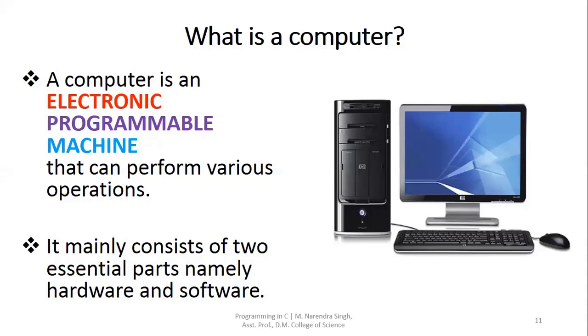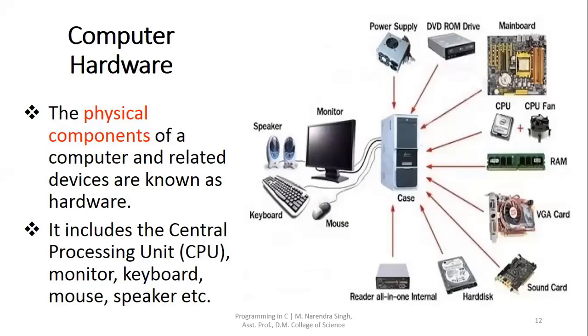A computer consists mainly of 2 parts. The first part is hardware and the second part is software. What are these? Let's see in the next slide. Computer hardware are those physical components of a computer. Whatever we can touch and feel. For example, we can touch a keyboard. We can hold the monitor in our hands. We can hold the mouse. We can physically touch the CPU. We can touch and hold the speaker. These are the physical components of a computer. So all those physical components which we can touch and feel are the computer hardware.